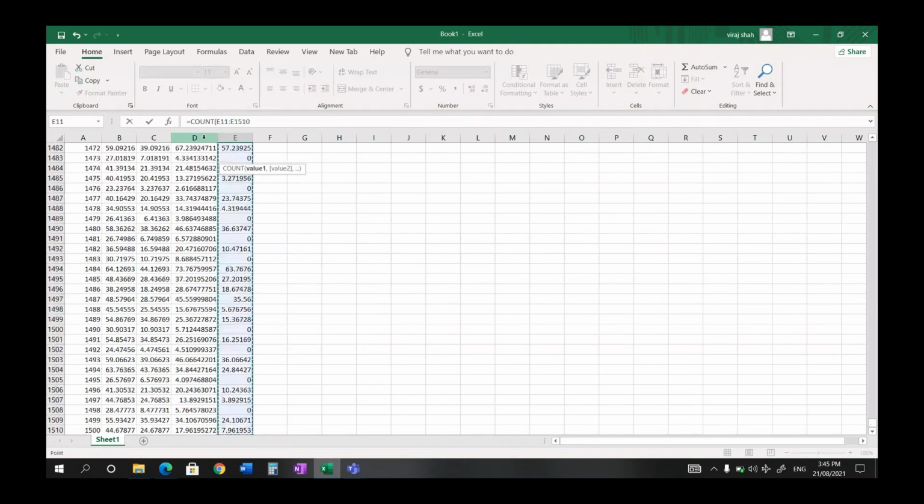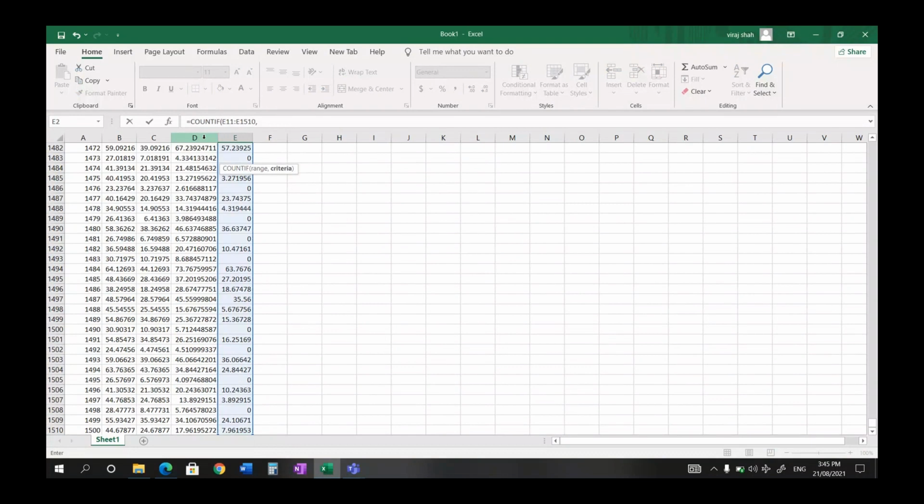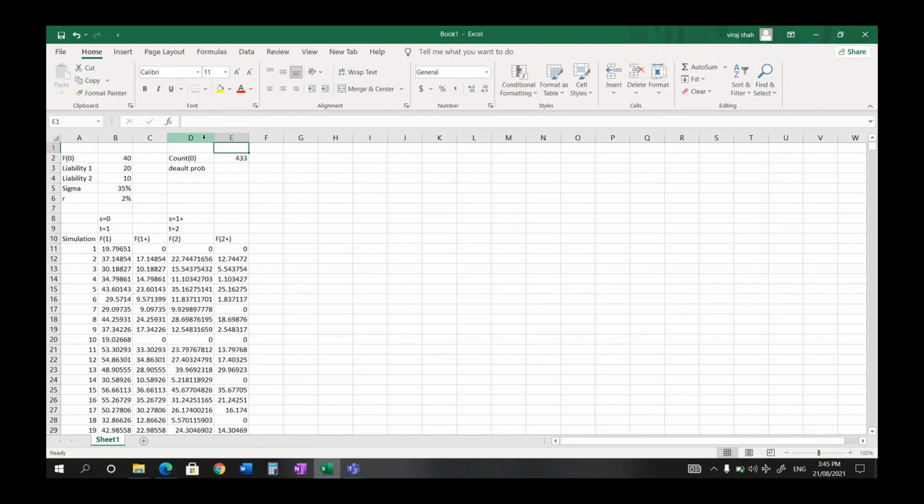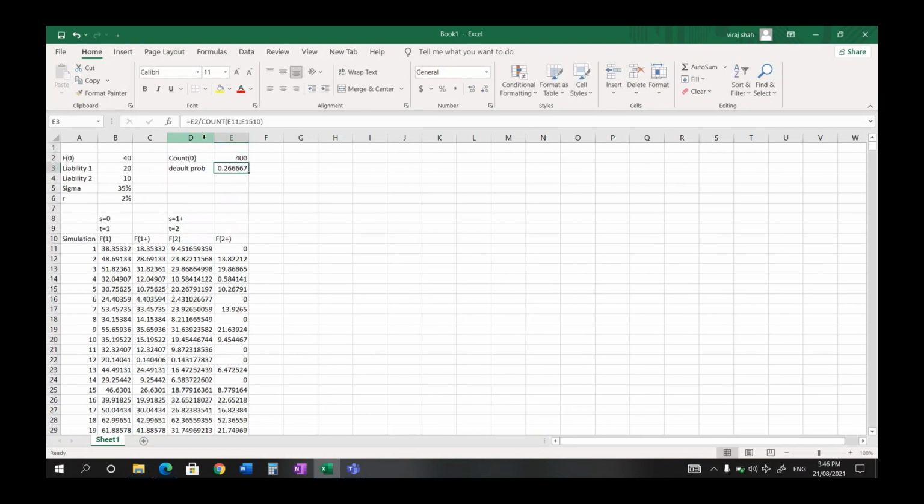Count. Oh, sorry, it would be COUNTIF. My bad. COUNTIF where this is equal to 0. So you will get the number of zeros you got. Your default probability would be nothing but this divided by the total number of simulations. So it would be around 26%.